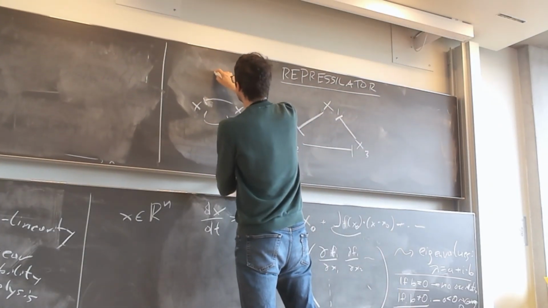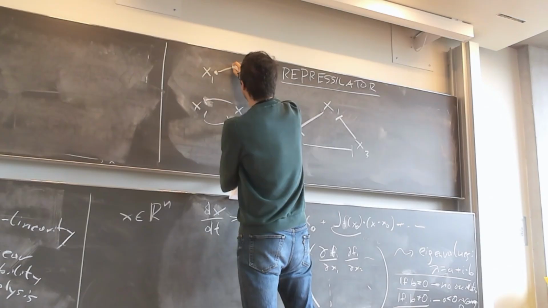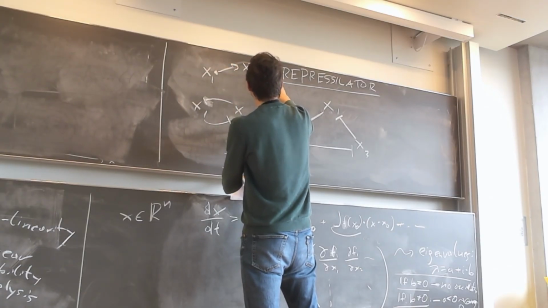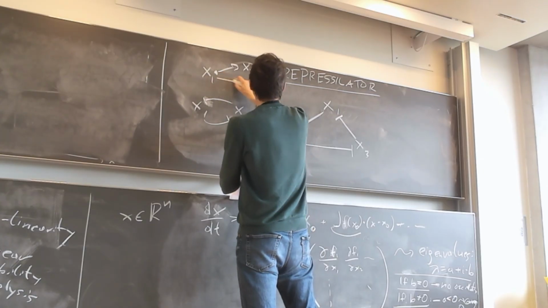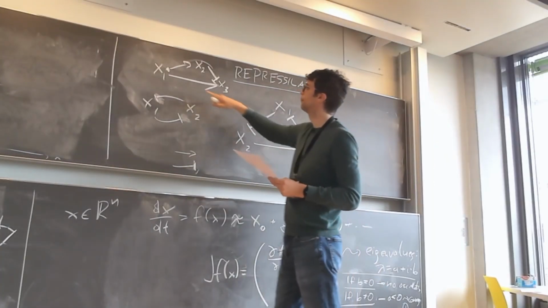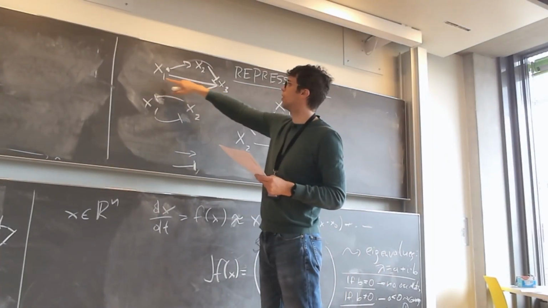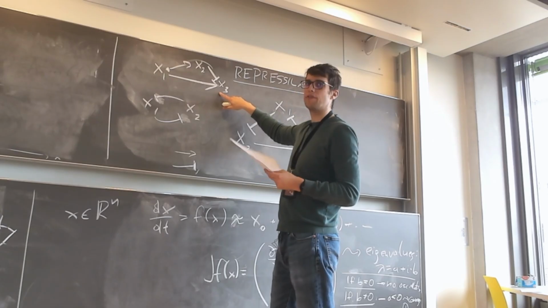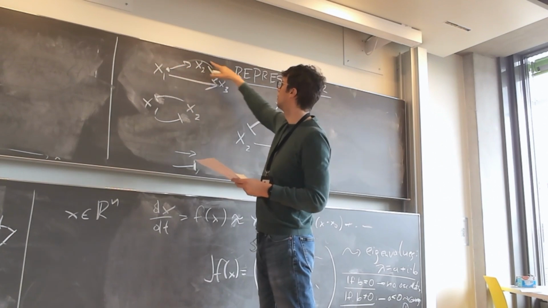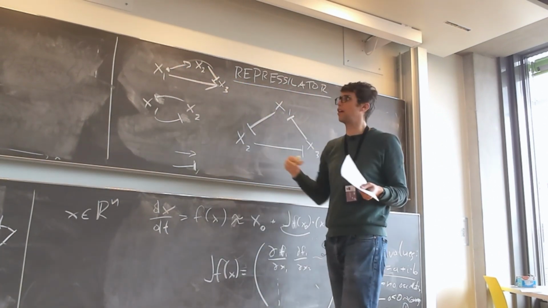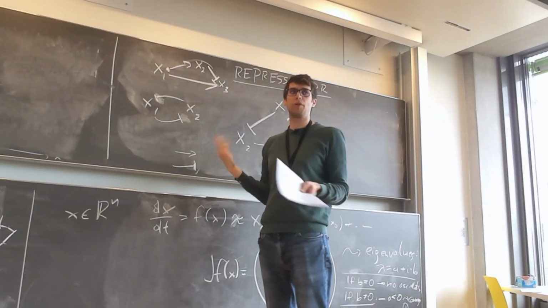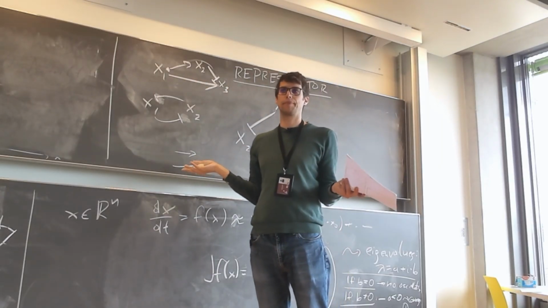But you could have something like this. So x1 goes to x2, which represses x3, and x1 activates x3. So here, from x1 to x3 on the lower path, we have 0 repressors, so an even number of repressors. On the top path, we have an odd number. What this means is that the lower path wants x3 to go up, and the upper path wants x3 to go down. And that's the incoherence.